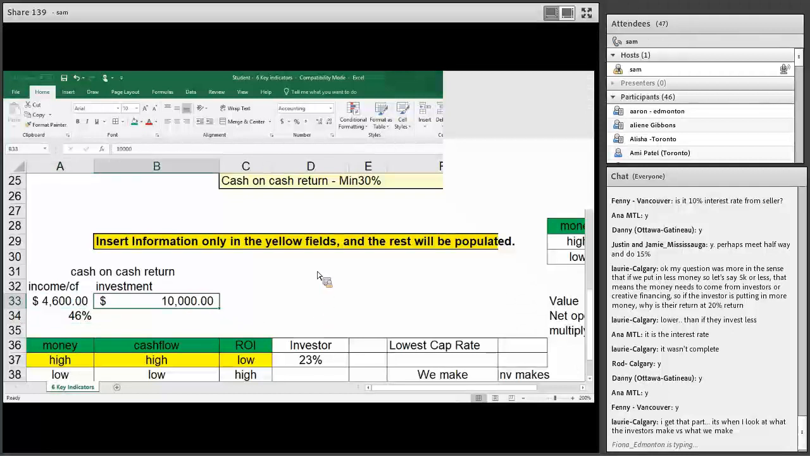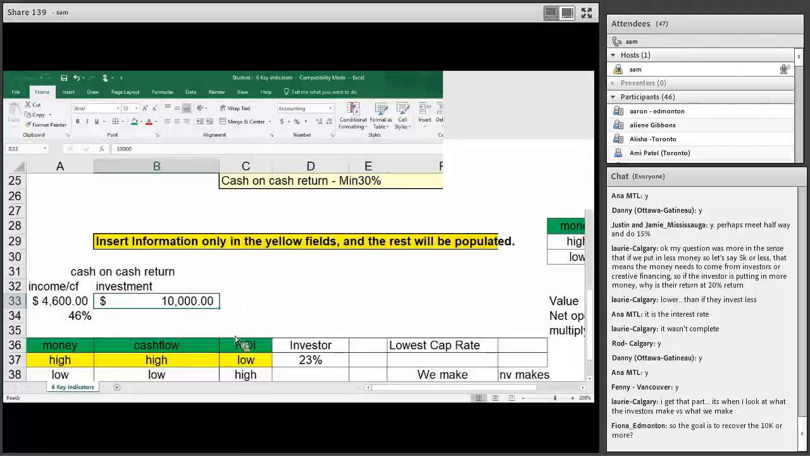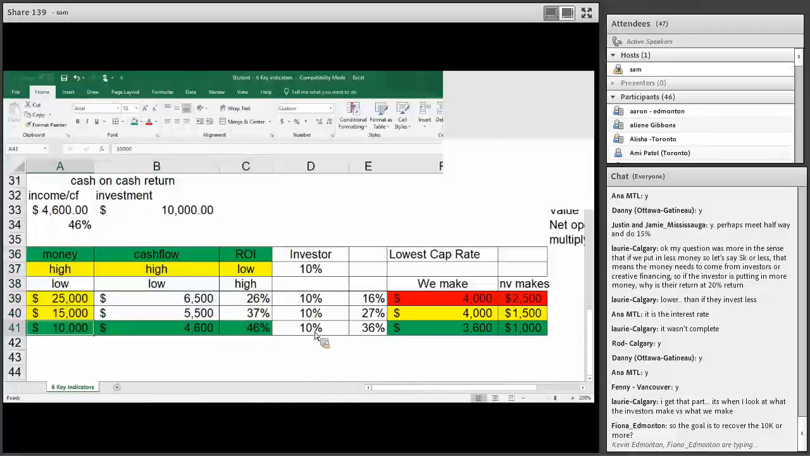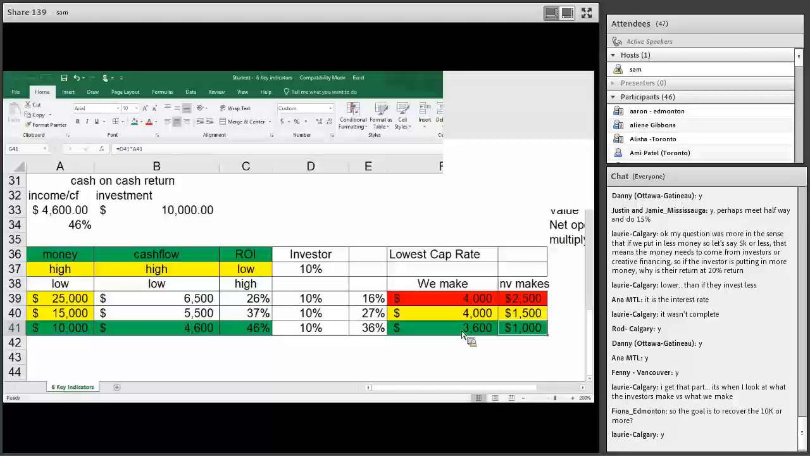I get that part. It's when I look at what the investor makes versus what we make. Okay, so let's look at 10%. Let's pretend we're here. Let's look at this one in particular. Here, 10,000 in, 4,600. We've made 46%. Now we're saying to ourselves, how do I get that 10,000 out? Well, what if I offer the investor a 10% return? What would that do? If I offer the investor a 10% return, they'll make $1,000, right? Because they're putting up the 10,000. I'm giving them 10%. They make 1,000, which leaves $3,600 of the cash flow for me. Okay, you with me, Lori? Does that make sense?